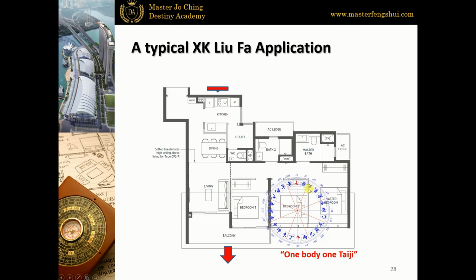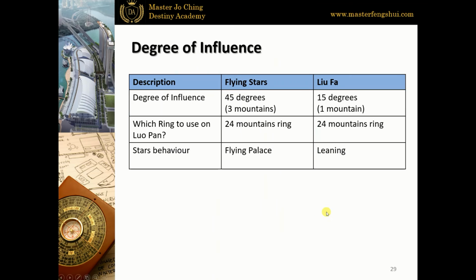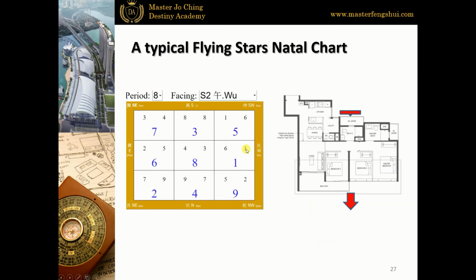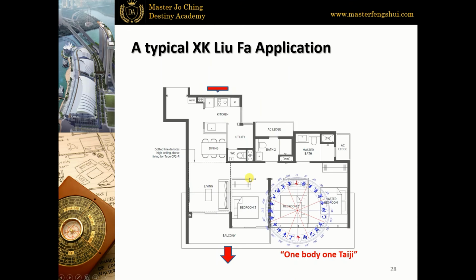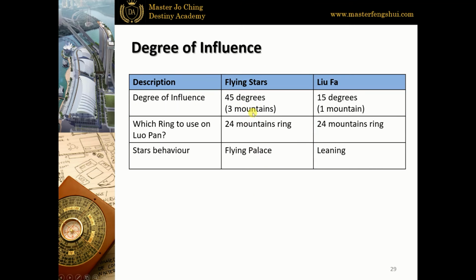So this is the internal application, and of course we can use it for external. Let me give you some insights in terms of degree of influence. Flying stars, if you look at this chart, we are looking at star combinations like 1661, 5297, and all these combinations occupy one trigram, and one trigram is equal to 3 mountains or 45 degrees, because each mountain is 15 degrees. Whereas Liofa operates, you can zoom down to one mountain of 15 degrees, a bit more precise measurement.